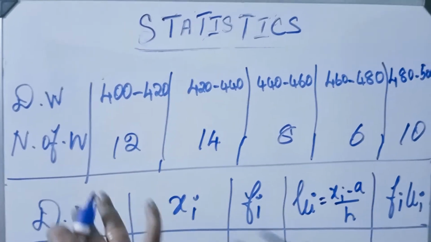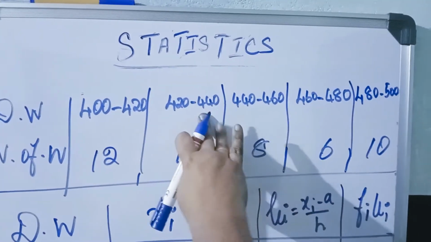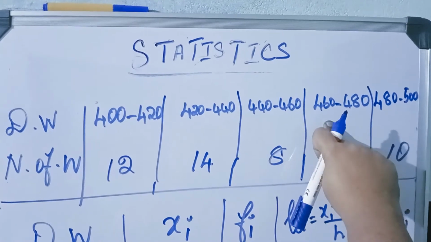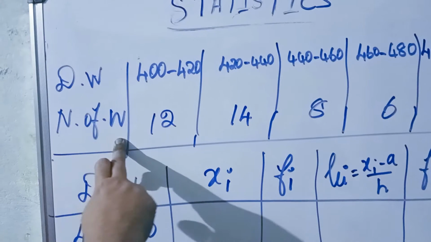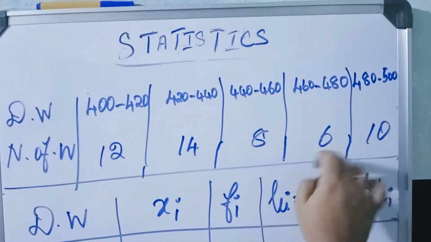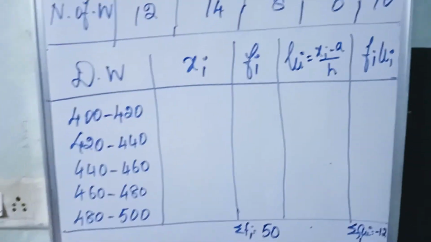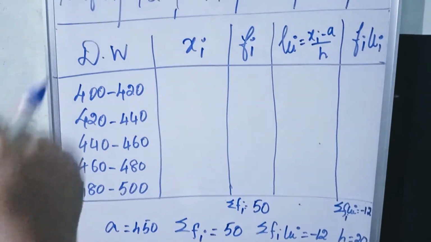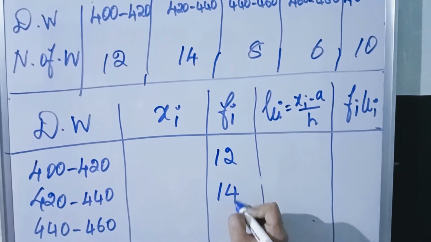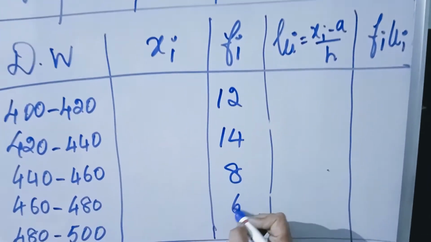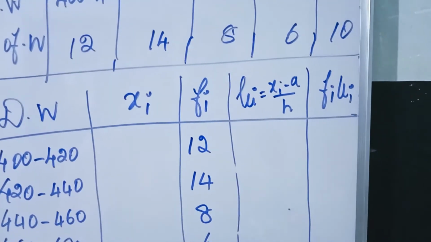This is the question. They gave daily wages and number of workers: 400 to 420, 420 to 440, 440 to 460, 460 to 480 and 480 to 500. Number of workers 12, 14, 8, 6, 10. Now I am going to make a table with daily wages, and Fi, the number of workers that they gave in the question: 12, 14, 8, 6, 10.